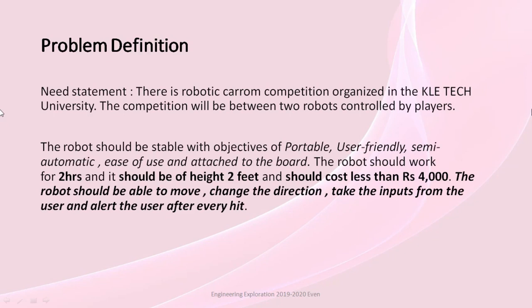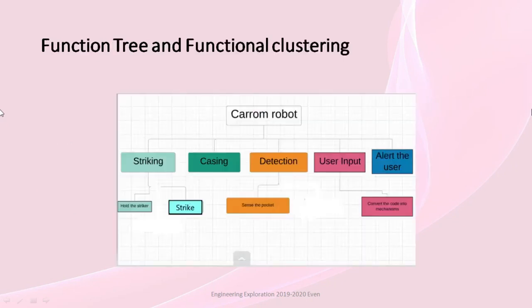So after defining our problem, we had to establish the functions and subfunctions to identify our subsystems. For that, we considered a method of function tree and functional clustering. In the function tree, the first tree is about main functions and the second is about the subfunctions under them. The main functions are striking, casing, detection, user input and alerting the user. Under striking, it should hold the striker and it should strike; under detection, it should sense the pocket; and under user input, it should convert the code into mechanisms.